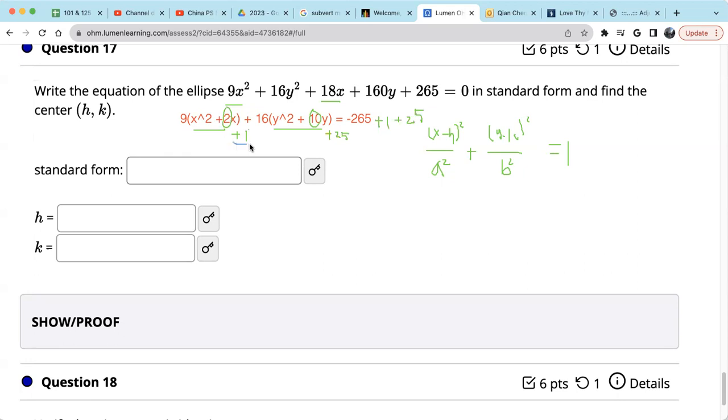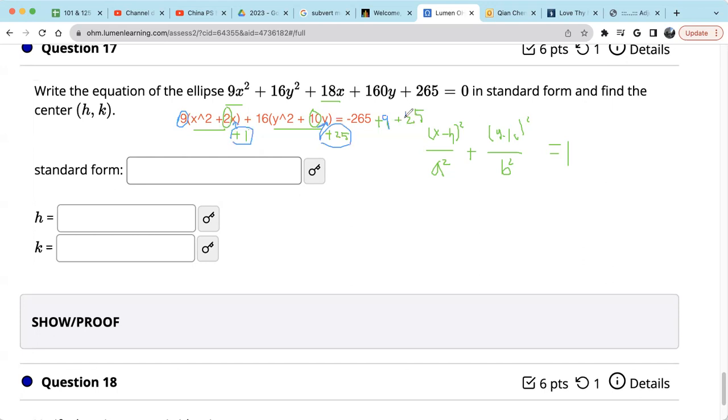I did not only add 1. I want to add this one inside. So this one is 9 because I have a common factor, 9. So this one is not a 1, but a 1 times 9. And this 25 also, I want to add inside the parentheses. So I have to have 25 times 16, right? What's 25 times 16? 400.